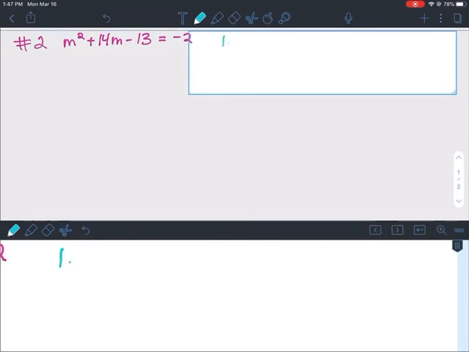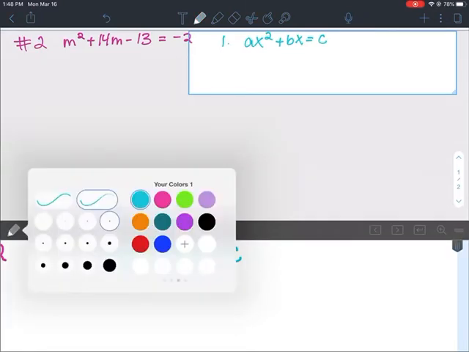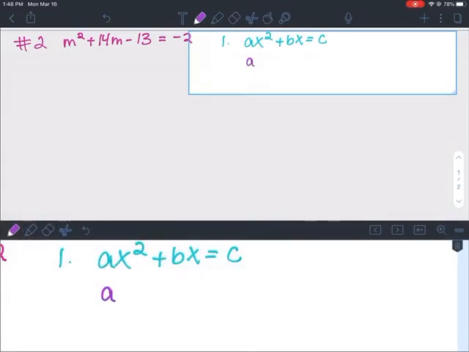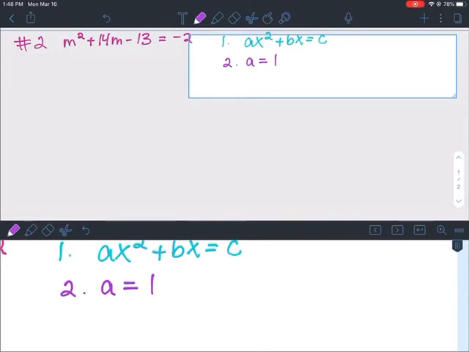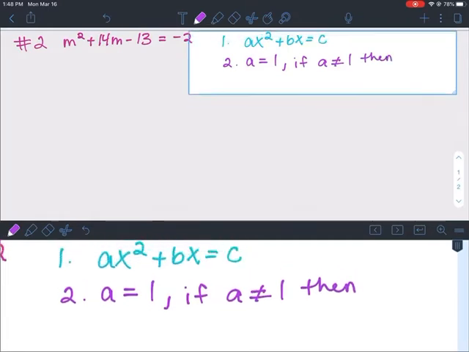So let's go over some highlights of completing the square. Step 1 is that it needs to be in the form ax squared plus bx equals c. So all my constant values need to be on the right side of the equation. Number 2 that we've talked about in the past is that my a needs to equal 1. So if a does not equal 1, then we divide by a.